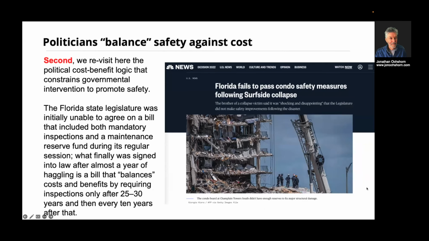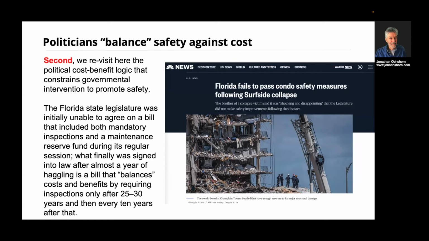And then in the political arena, in the legislature in Florida, after this disaster, they were unable to agree on a bill that would mandate inspections and having co-ops have a minimum maintenance reserve fund to protect against these kinds of disasters in the future. Finally, after a year of wrangling, they came up with a compromise. And again, that's that balancing, right? It's not the greatest piece of legislation. It's not the worst. It's just this balance.